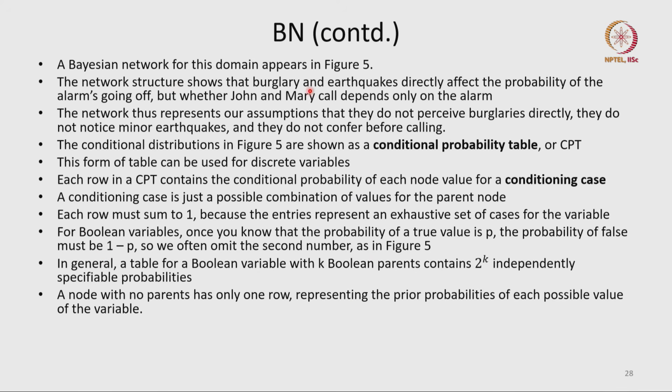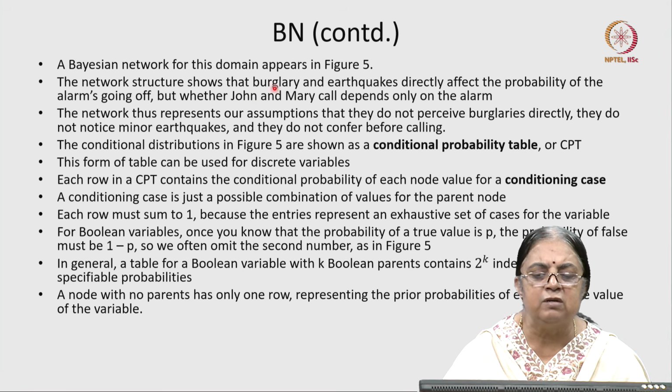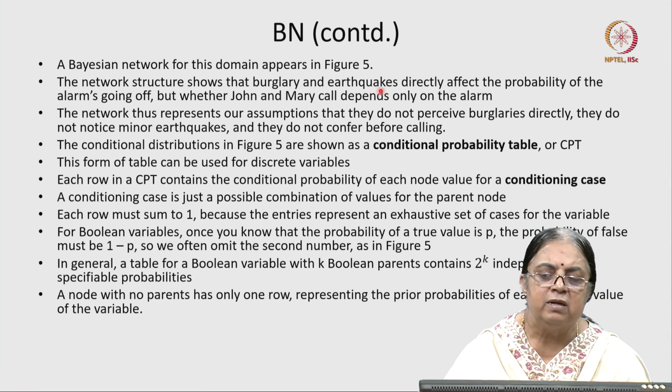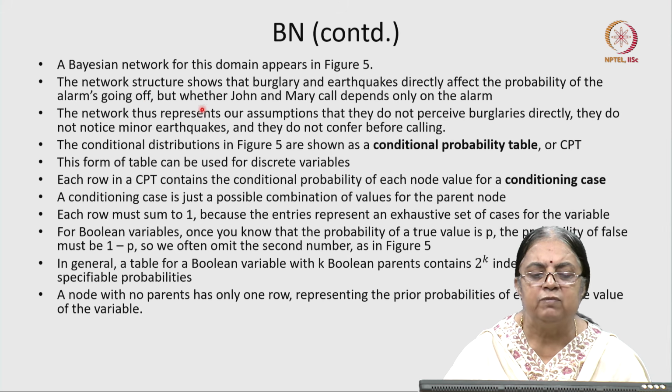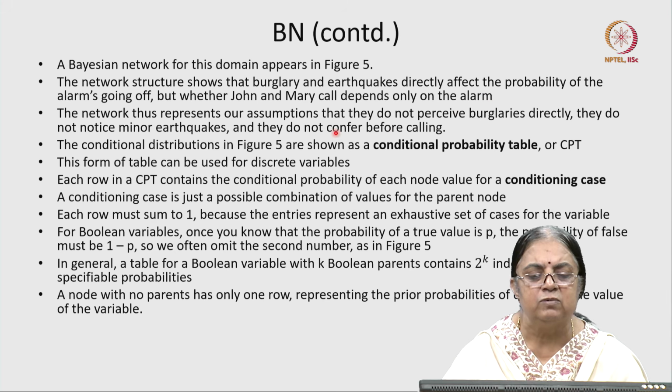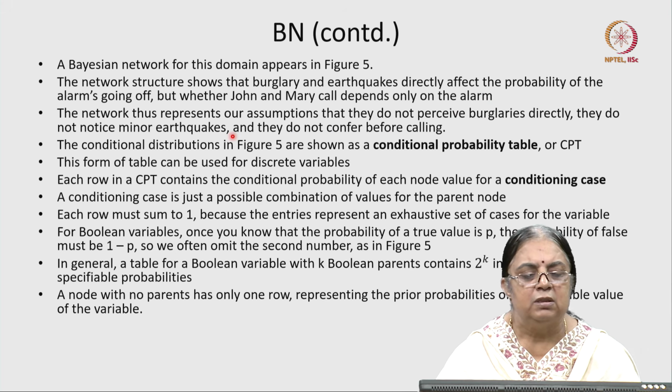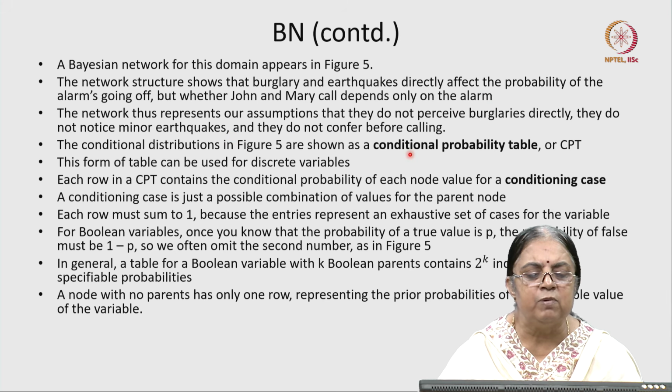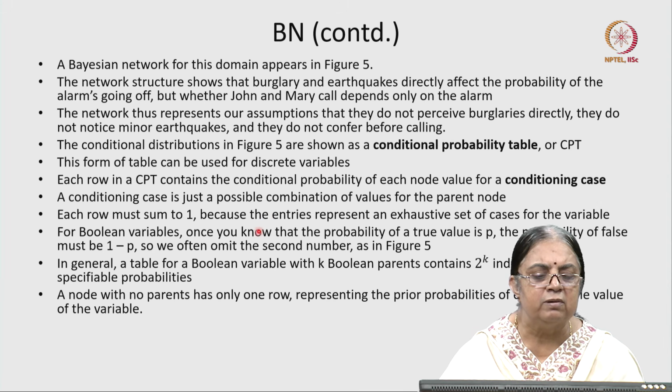So, we can see from the network structure that burglary and earthquake directly affect the probability of the alarm going off, but whether John and Mary call depends only on the alarm. And then we have the conditional probability table.